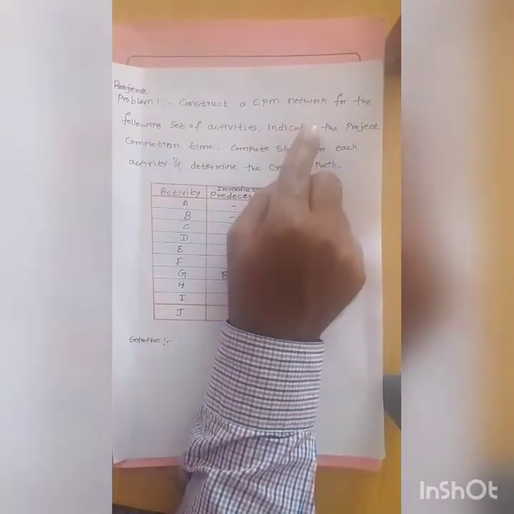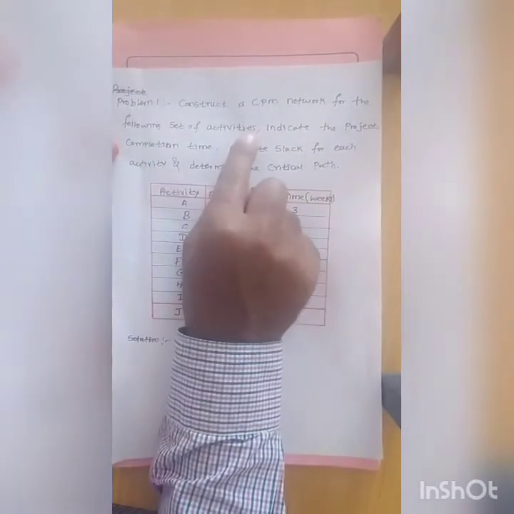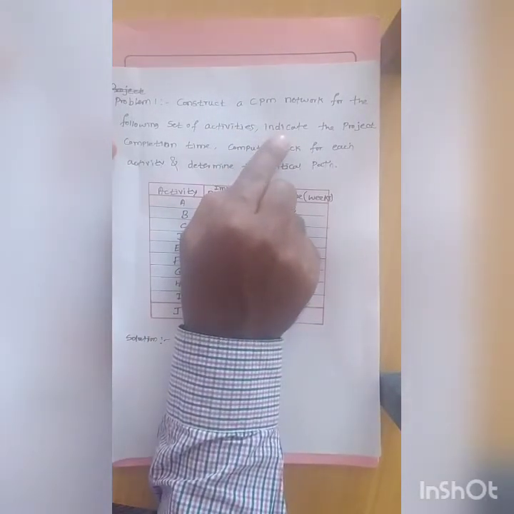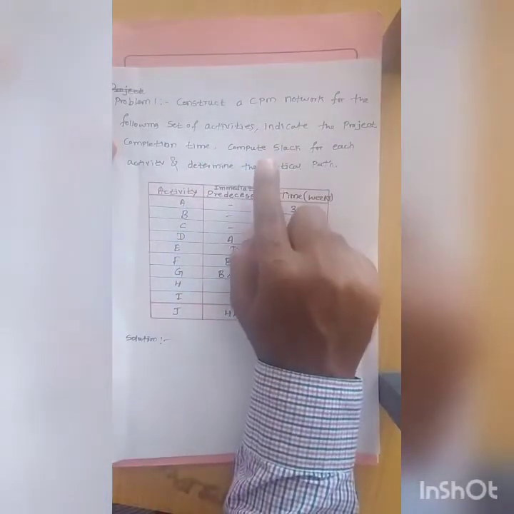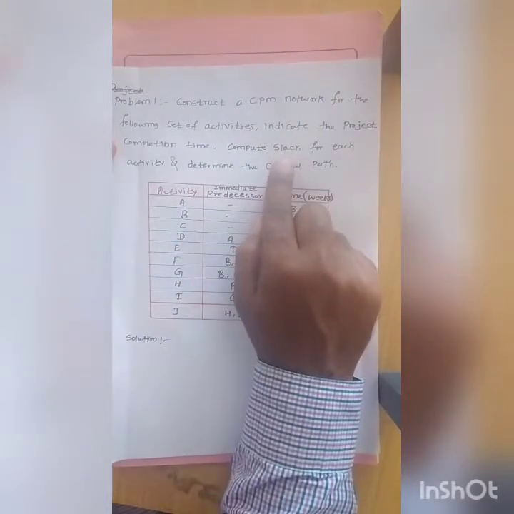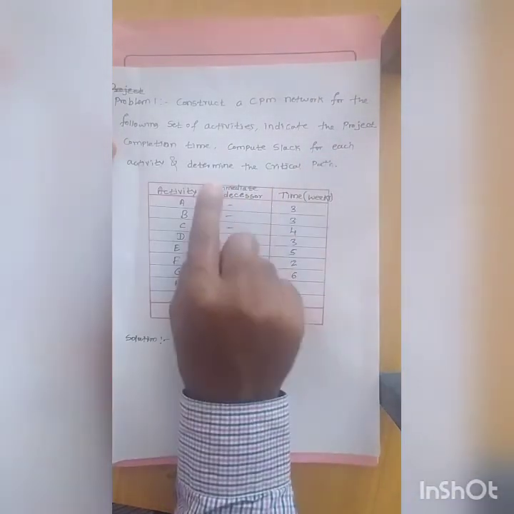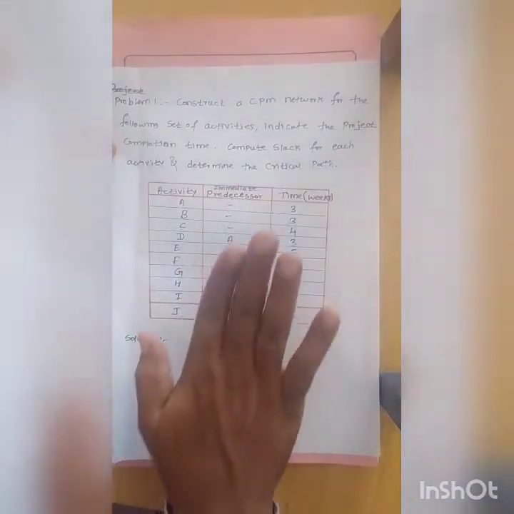Dear students, we solve this network problem. Construct a CPM network for the following set of activities. Indicate the project completion time, compute slack, that means the float for each activity, and determine the critical path in the given network.